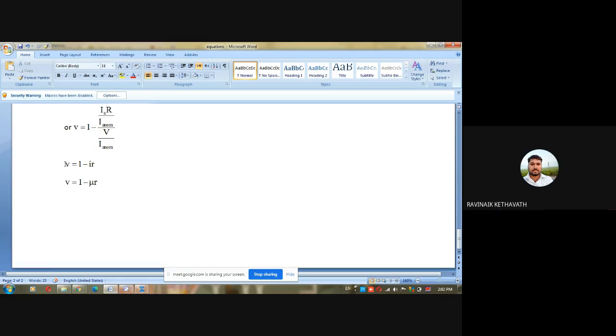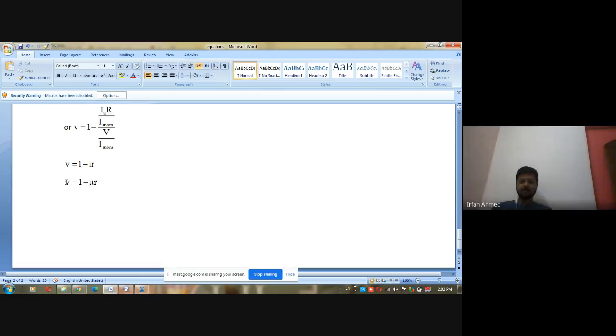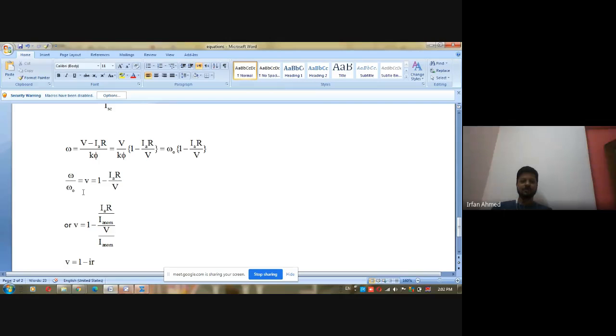Sir, 1 minus UR means voltage drop? Arey Baba, once again, it is not voltage, it is the drop in speed. V is the per unit speed. Here we have defined omega upon omega 0 is equal to V. Okay? Okay, sir. My wife is saying that even she remembers now.